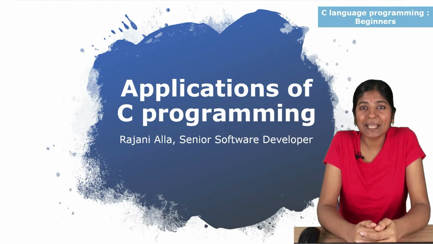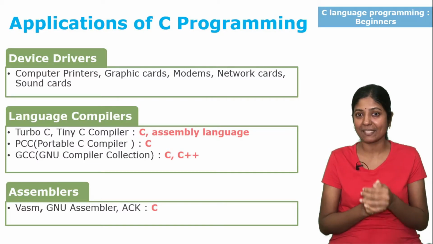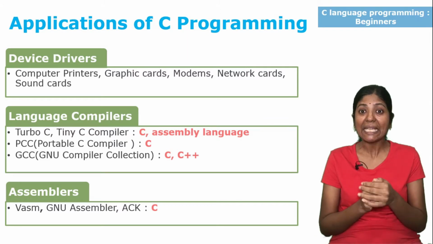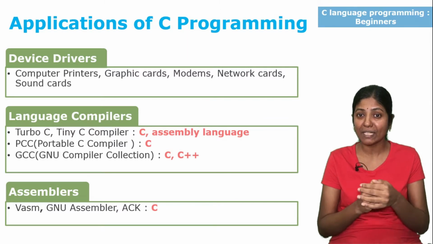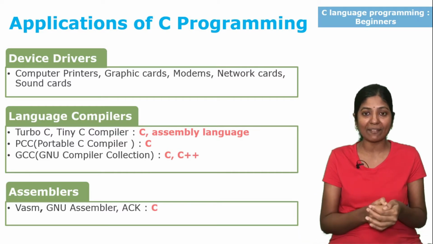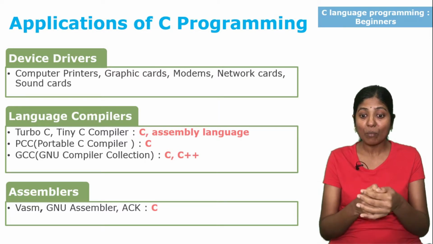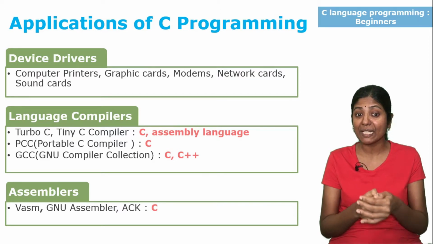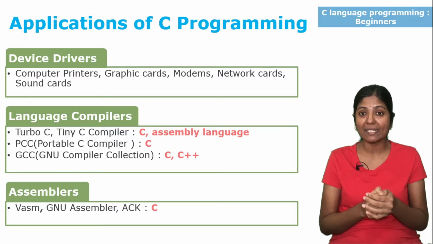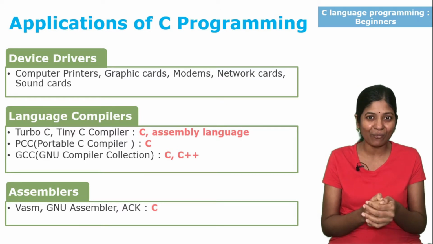Now, let's see the remaining applications of C programming. Device drivers, language compilers, and assemblers. Coming to device drivers, each hardware device of our computer will have a device driver. Let's say keyboard has a keyboard driver, mouse has a device driver, like our display card, and like modems and network cards we use to connect to the internet, sound cards and so on. Each device has a device driver, which is also a software.